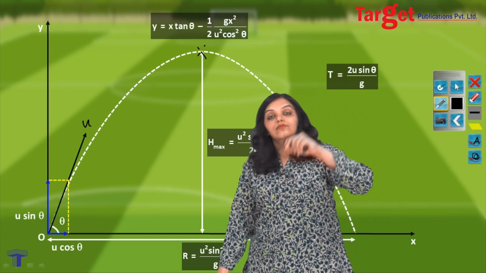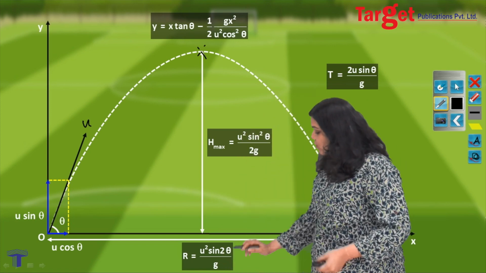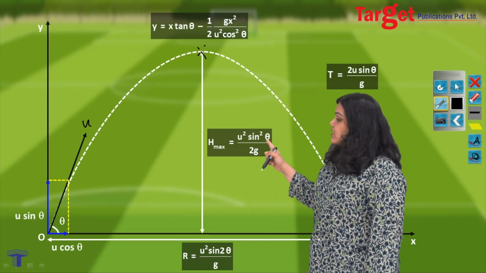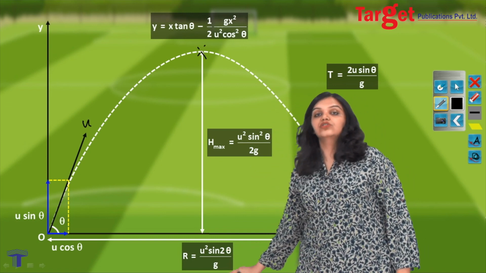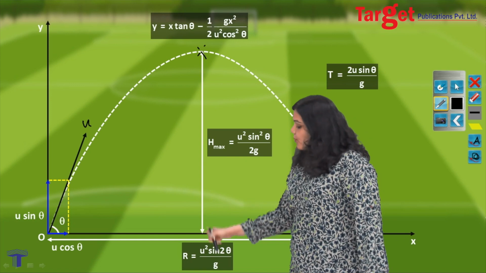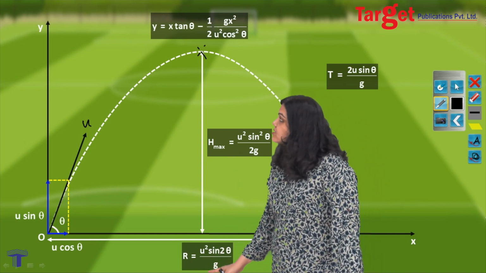Now be careful, most of the time people confuse this formula with this or vice versa. This has a square and is divided by 2. This has 2 on top and has no 2 in the denominator. So be careful. This is the maximum height and this is the range.